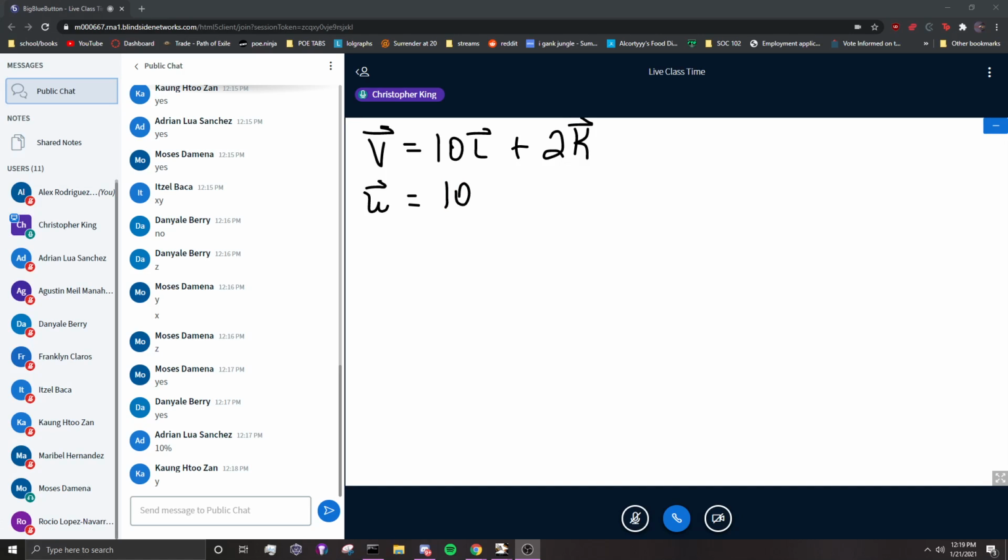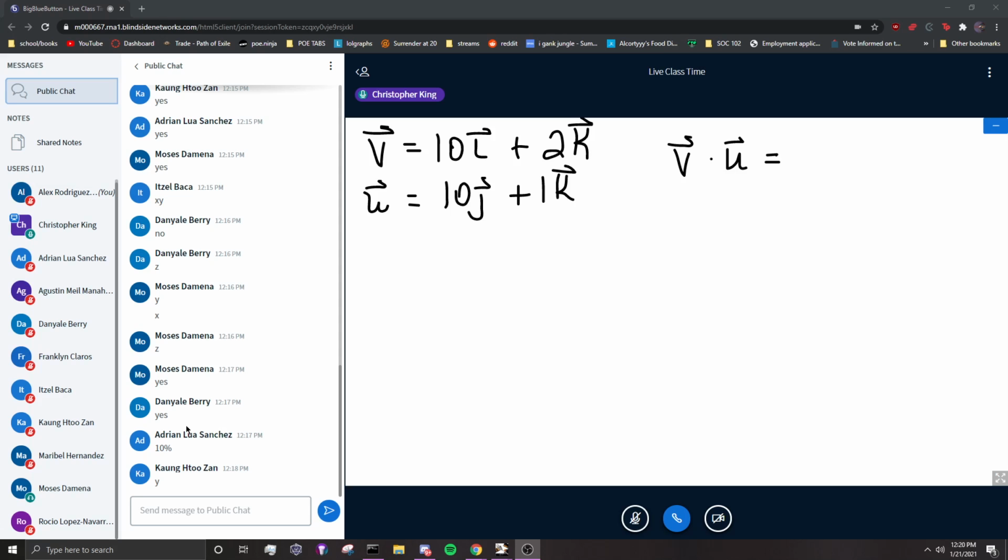has 10 in the j direction plus 1 in the k direction, right? So those are our two vectors that are created. Now I want to find the angle between these two vectors. So first thing I need to do is find the dot product.